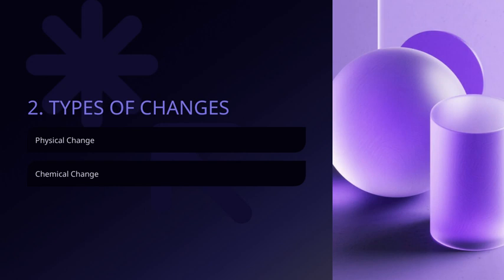Recognizing whether a change is physical or chemical can tell us a lot about what is happening at the molecular level and how we might control or utilize these changes in real-world applications.